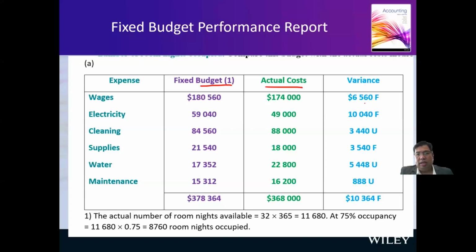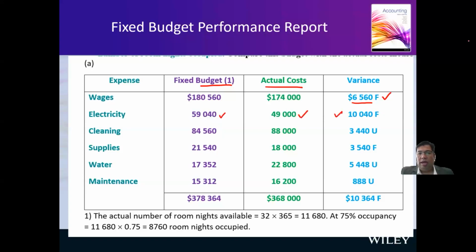The difference here is 6,560, and this is favorable. Favorable means good. Why is it good? You spend less than the budgeted. For electricity, you spend 49,000, but the budget is 59,000. So this is favorable, this is good as well.